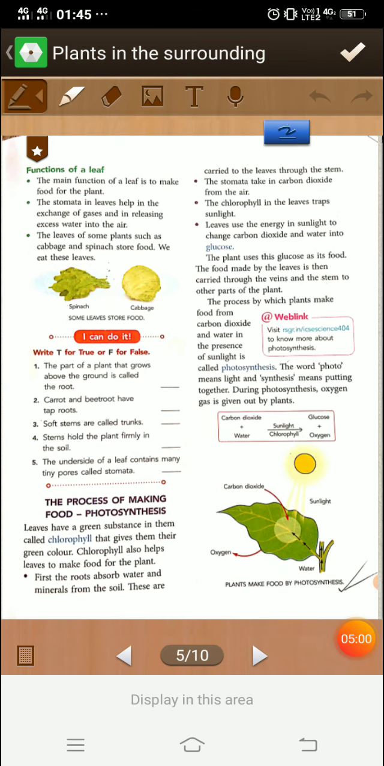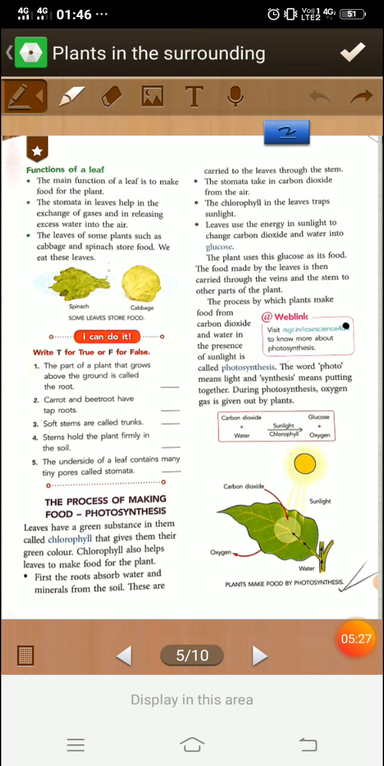Now we'll take a look at the functions of the leaf. We all know the first function is to make food for the plant. Second one, leaves contain stomata that help in the gaseous exchange and also in releasing the extra amount of water from the body. Third point, the leaf of some plants such as cabbage and spinach store food and again we eat them to live.